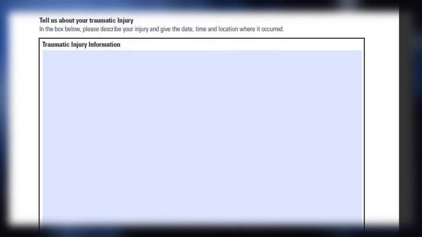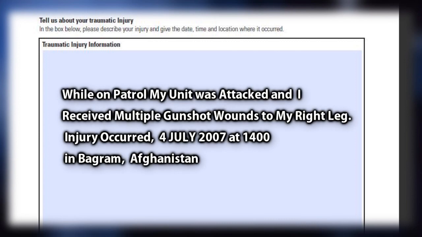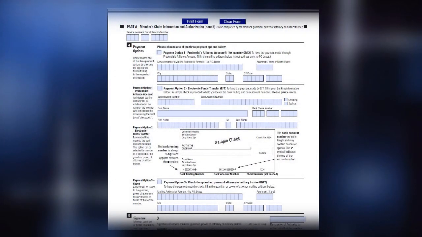Next, you will see a large box with instructions to tell us about your traumatic injury. In the box provided, please describe your injury and give the date, time, and location where it occurred. Page 5, Part A, Section 4, is Payment Options.